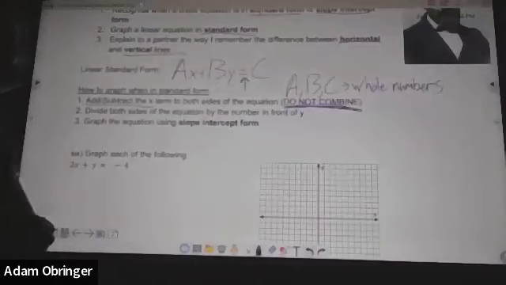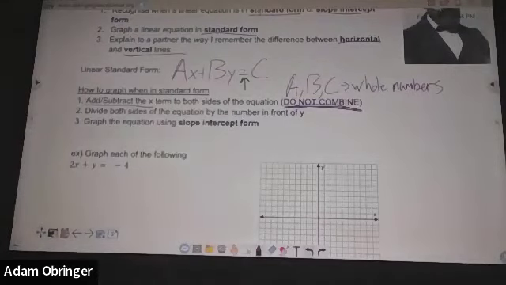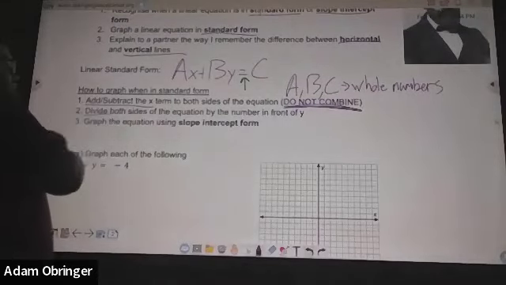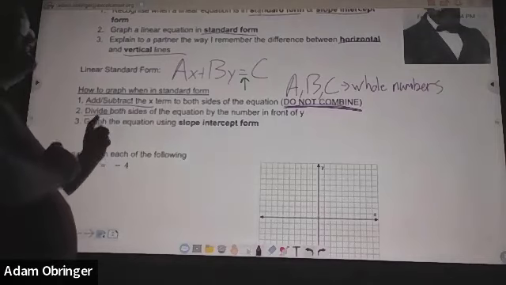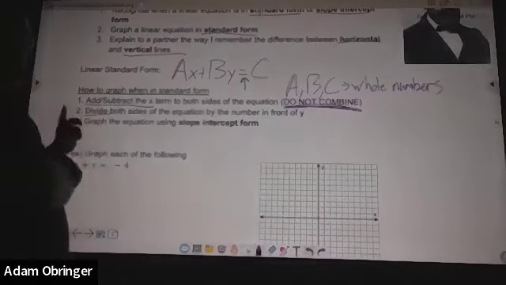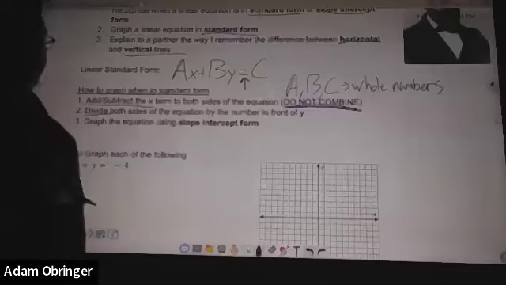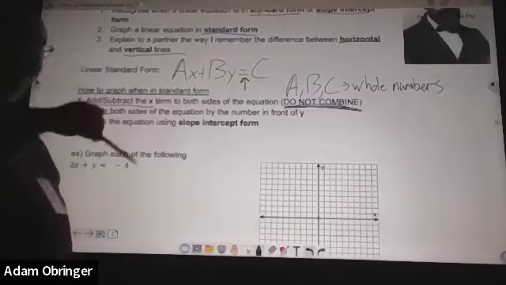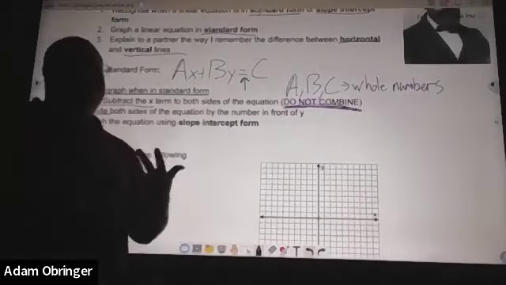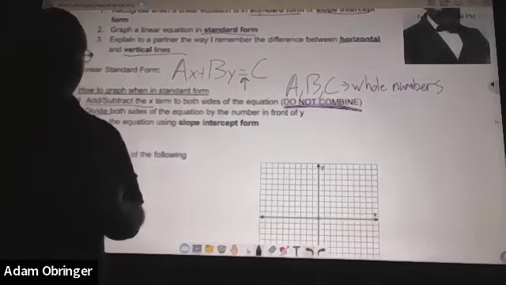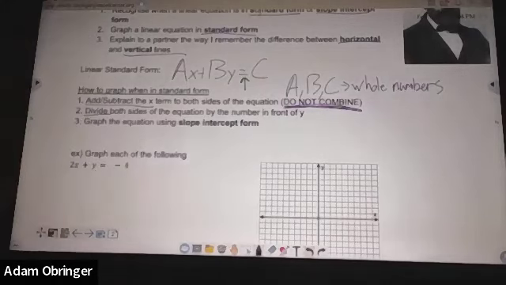This is one of those situations where we have to move it, but it just won't be able to combine. Step 2, you're going to divide both sides by the number in front of y. So divide both sides of the equation by the number in front of y. You'll have to divide every single term by that. Sometimes we'll get fractions. We're going to see what we deal with in that case.